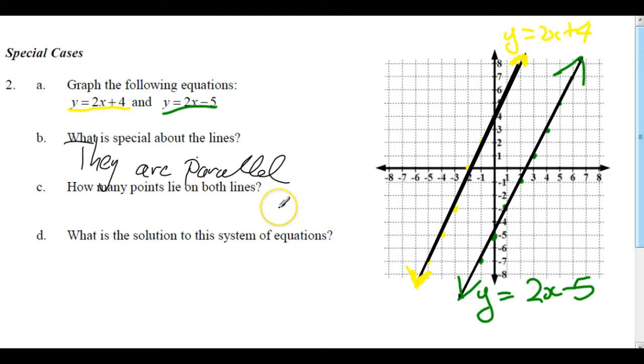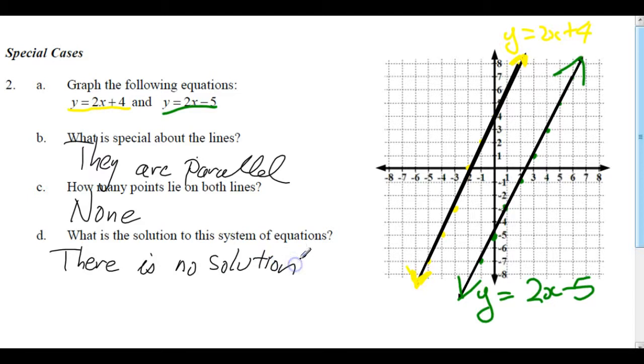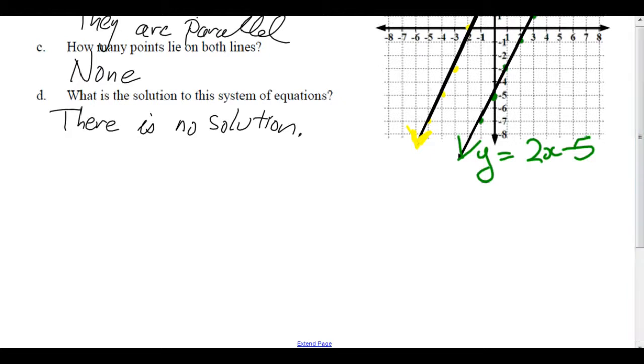How many points lie on both lines? What we're asking is, where do they meet? Where do they cross? And so, none. Since they're parallel, there are no points that lie on both lines. What is the solution to this system? There is no solution. Remember, solution to a system is the ordered pair, or the point that satisfies both equations. There is no x, y that makes both of these equations true at the same time. Can't draw a straight line. Okay, so parallel lines, no solution.